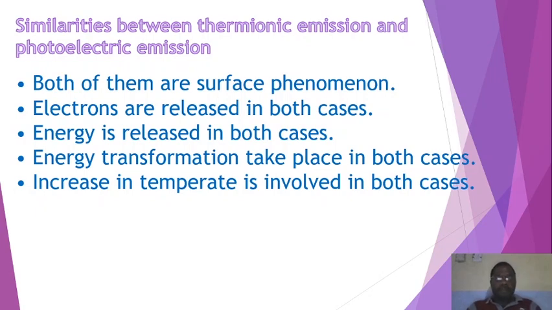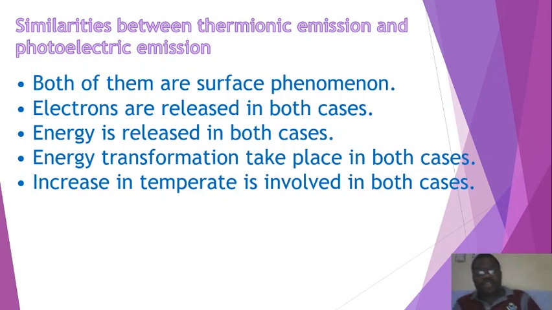Then number 3, increase in temperature is involved in both cases. Here in thermionic emission, increase in temperature will do what? Cause more electrons to be released. But in photoelectric emission, increase in temperature will only do what? Increase the kinetic energy of the electrons that are released, what we call photoelectrons.